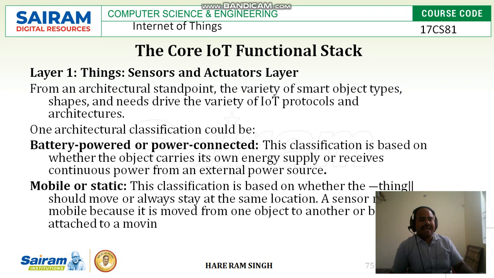Another type is static. Here, a refrigerator, cooler, washing machine can also be connected to the internet IoT network, but they are static. They will be stored at a fixed place.